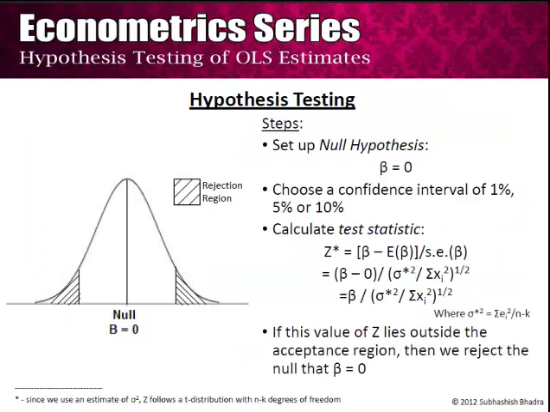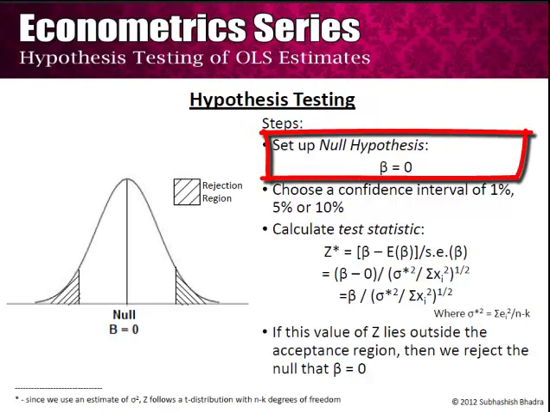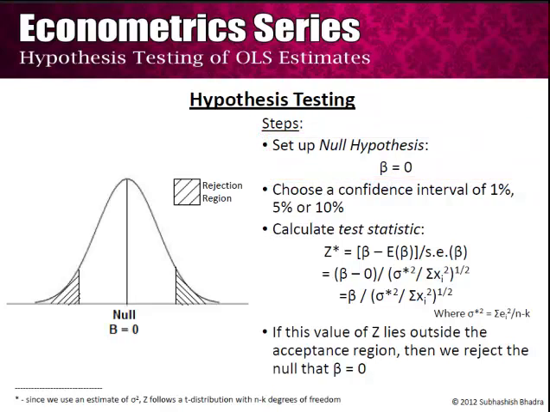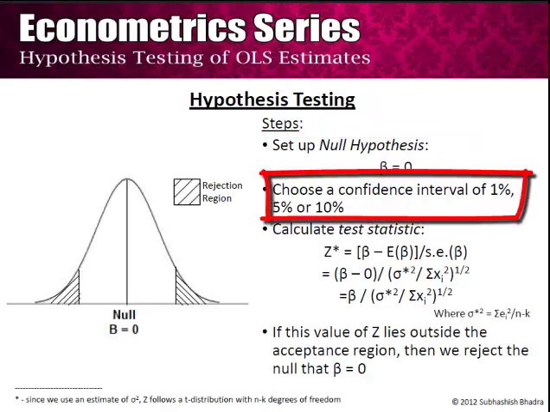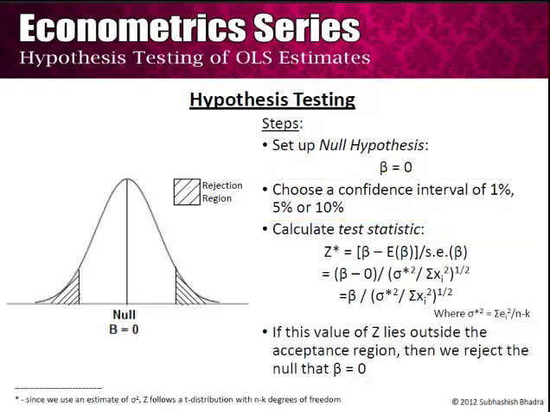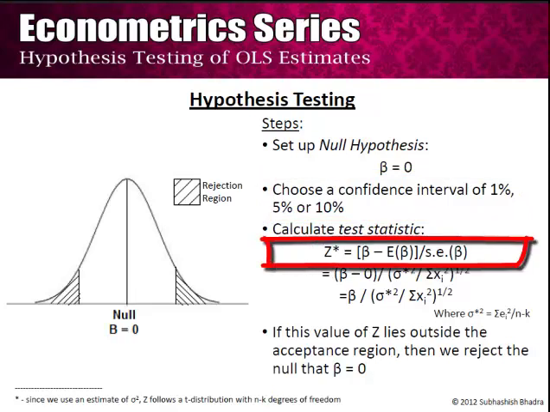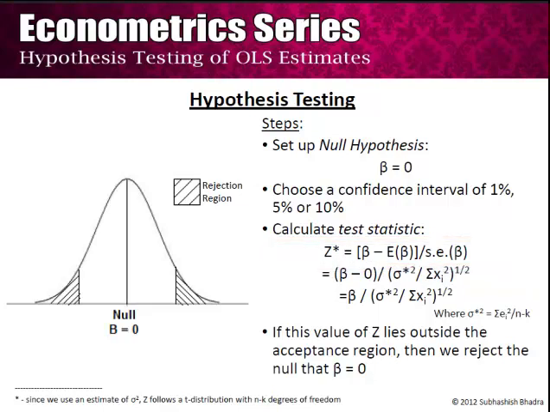The steps involved in hypothesis testing: firstly, you set up the null hypothesis. Say we are testing for the slope coefficient beta. We say that beta equal to 0 is our null hypothesis. We choose a significance level of 1%, 5% or 10%, depending on what margin of error we want to leave. The test statistic in this case will be equal to beta minus expected value of beta, divided by standard error of beta, which is the same thing we do for any normal or t distribution.